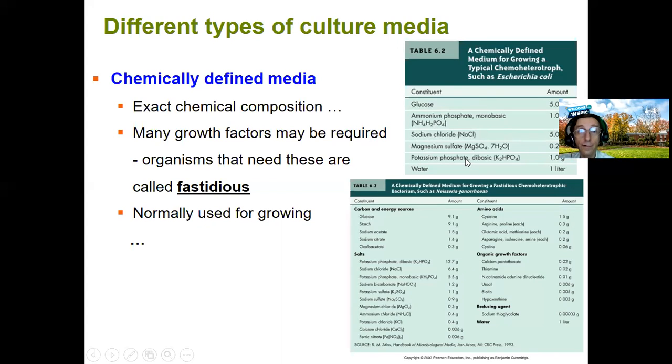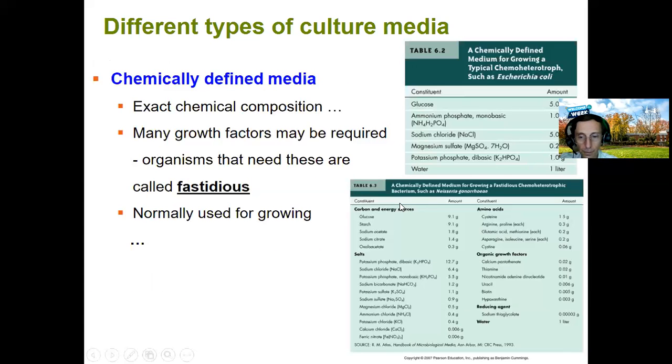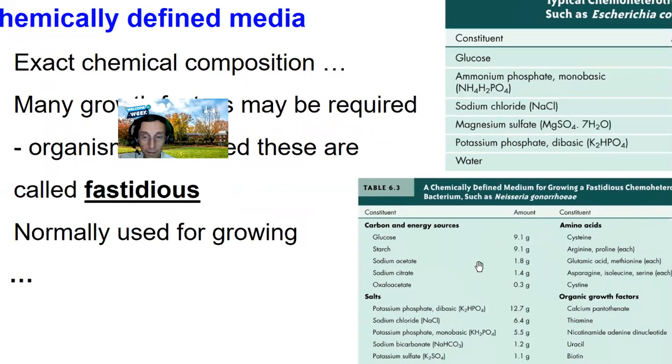If many growth factors are required by the organism to grow, we generally call that a fastidious organism. And here, this media is supplying something. Let me see if I can draw that up. Something for a fastidious organism.